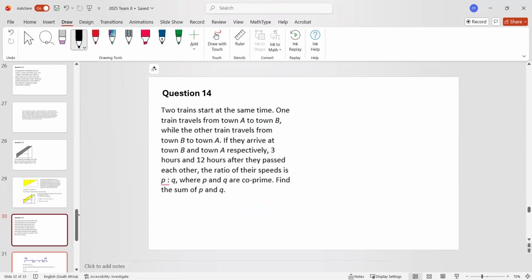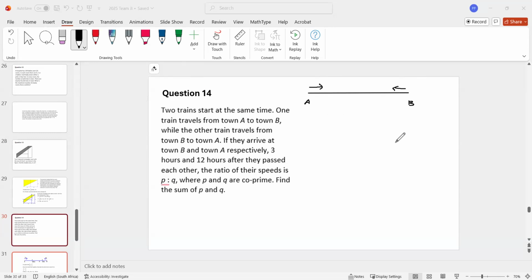Two trains start at the same time. One train travels from town A to town B. So let's just draw this diagram. Always like to draw a diagram so that I can understand it. So you got a town A and you got a town B. And one train travels from town A to town B. And the other train travels from town B to town A. So this is what happens at the beginning.